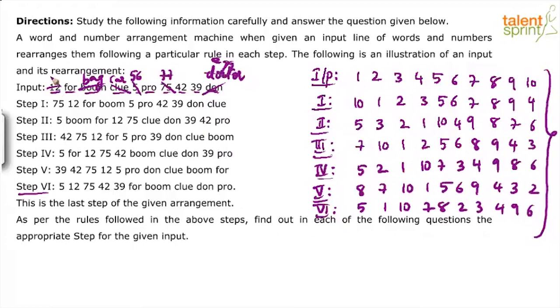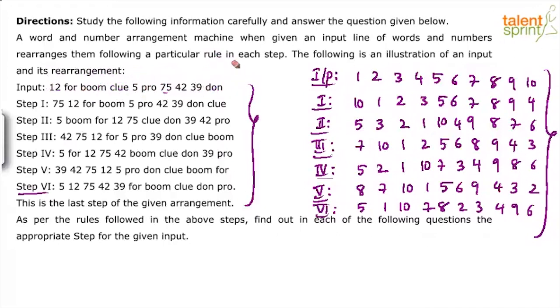If 12 is made 63 here, will something happen? Nothing will happen. But usually when we follow ascending descending order, if 12 is made 63, the order will change. Here nothing would happen because we are only working on the positions and not really the words and numbers. So in such cases, you always do this. What have we done here? We have assumed that 12 to Don here in step 1 in the input, 12 is equal to 1, four is equal to 2, boom is equal to 3, clue is equal to 4, and so on up to Don is equal to 10. And whatever has been done from step 1 to step 6 has been copied based on the positions.